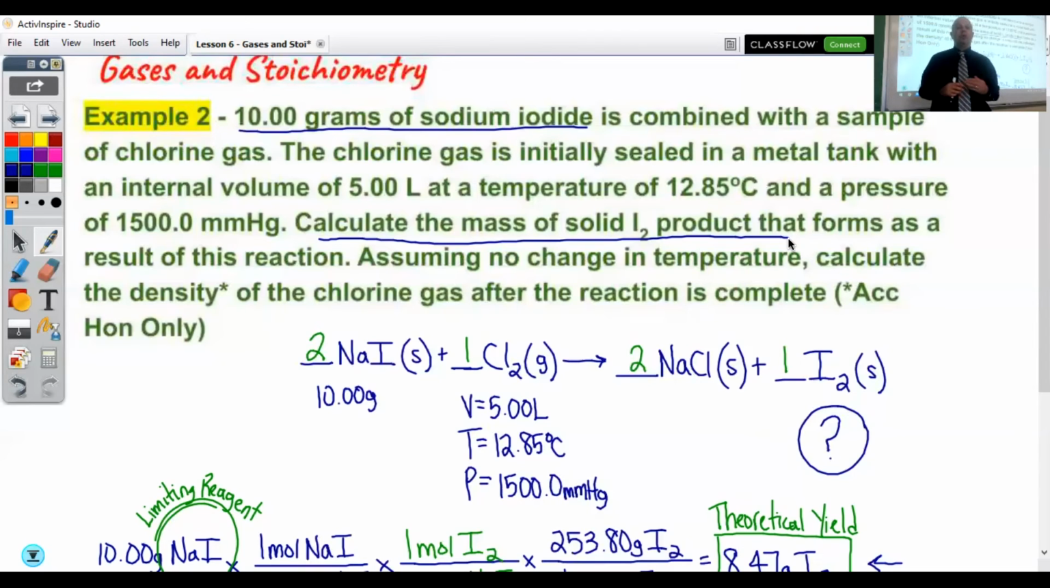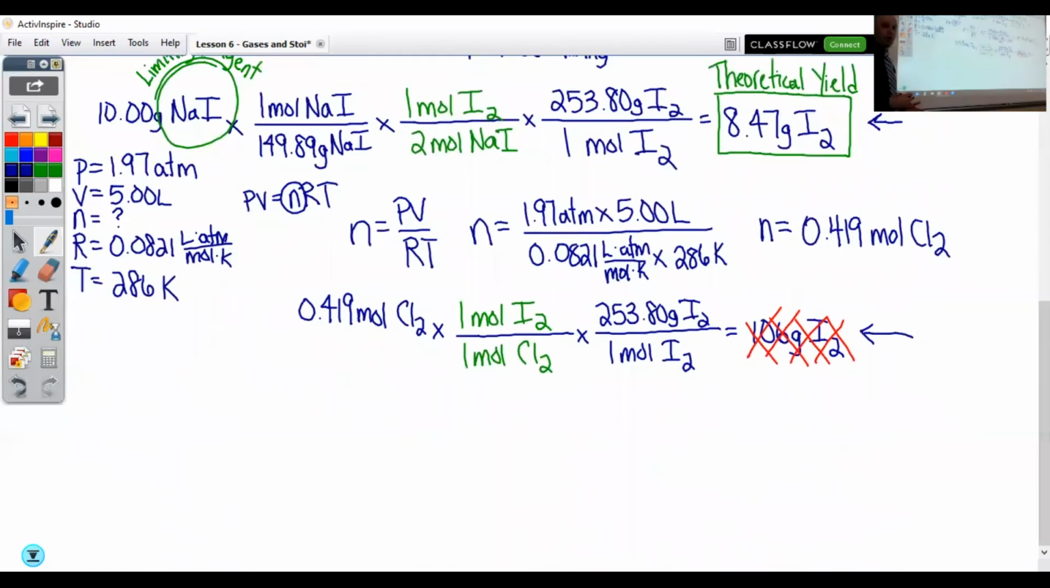So to do this, we're going to once again start with our limiting reagent, our sodium iodide. But this time, instead of going across the reaction and figuring out the amount of product, we're going to go right next door and figure out the moles of chlorine that were used. So to do this, I have 10.00 grams of sodium iodide. Remember that sodium iodide is our limiting reagent. That's why we're starting with this.